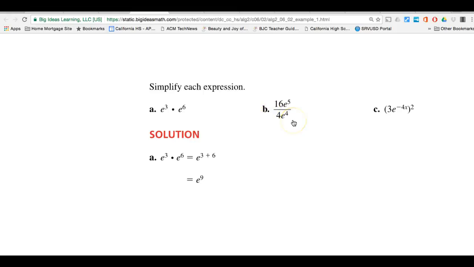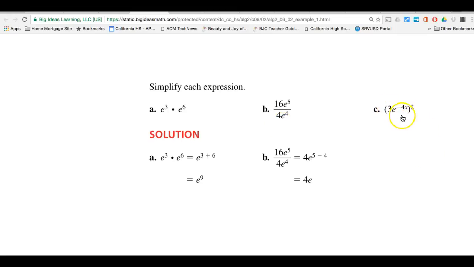So here, again, we're not going to be plugging in any number values for e. All we're going to do is use our properties of exponents. And here, we see that 16 over 4 can be simplified to 4. And since we have a fraction with two bases that are the same with exponents, we just subtract 4 from 5, and we end up with 4e to the 5 minus 4, which is just 4e to the first power. Okay, again, we're just treating e like any other variable right here where we don't plug in an exact number.